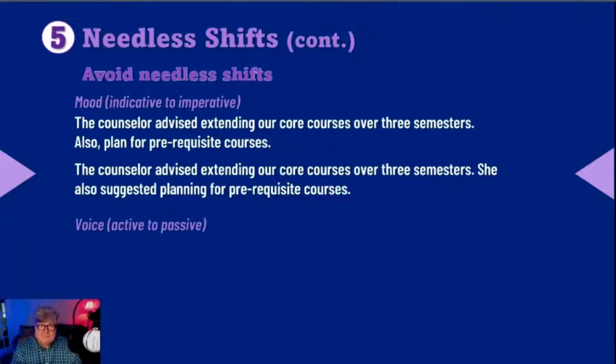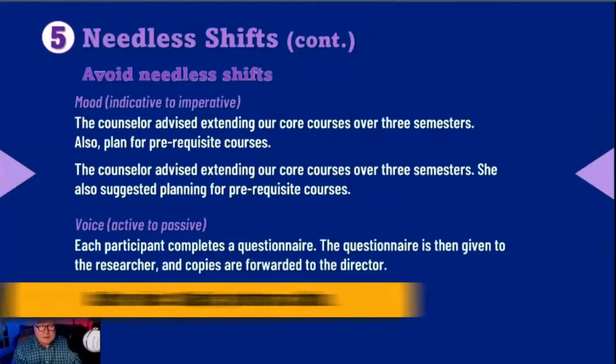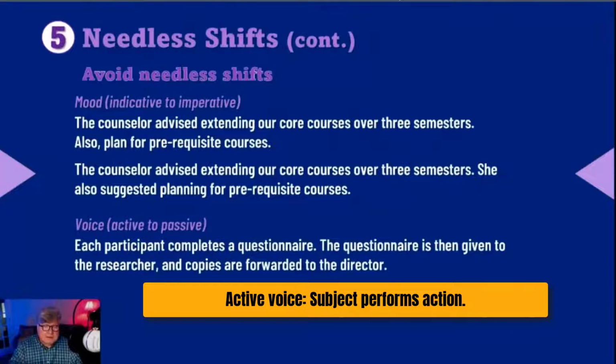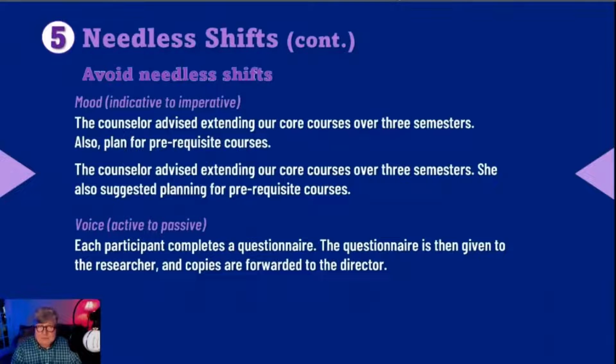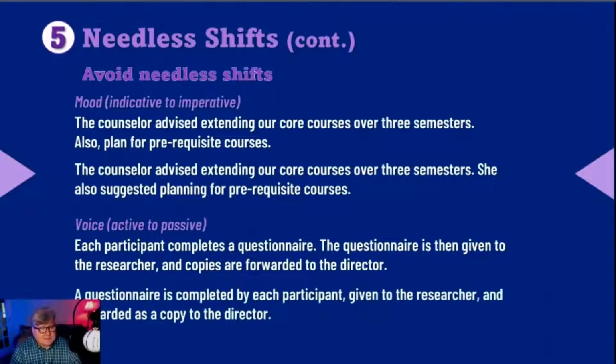Avoid needless shifts in voice from active to passive. Each participant completes a questionnaire, subject, verb, object. The questionnaire, object, is then given to the researcher, given by, it's the passive voice. The copies are forwarded. So the copies is being acted upon. It is the passive voice. You have to make them all passive or all active. A questionnaire is completed, given, and forwarded. All three are in the passive voice.